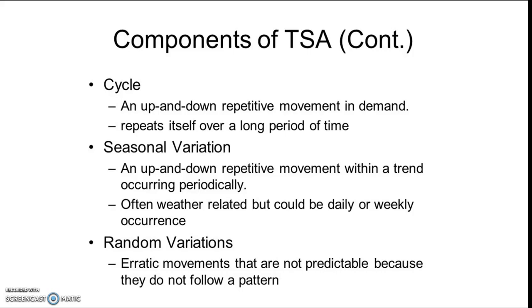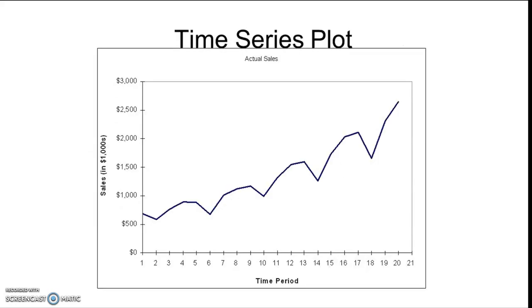Then we have seasonal variation in time series, and these are also up and down repetitive movements within a trend occurring periodically, usually within 1 year. Often weather related, but could be a daily or weekly occurrence. And the last component of the time series is random variations. These are erratic movements. These are unpredictable and random, that are not predicted because they don't follow a pattern.